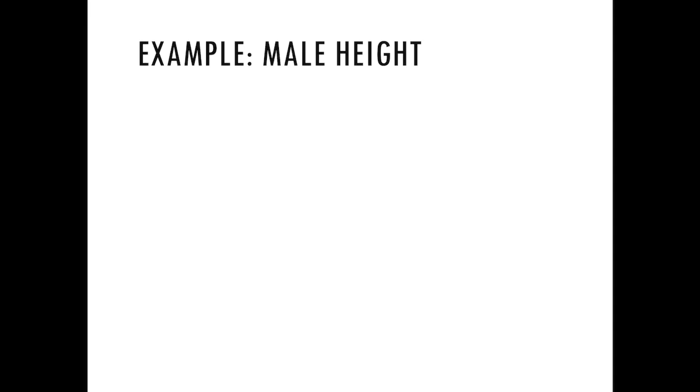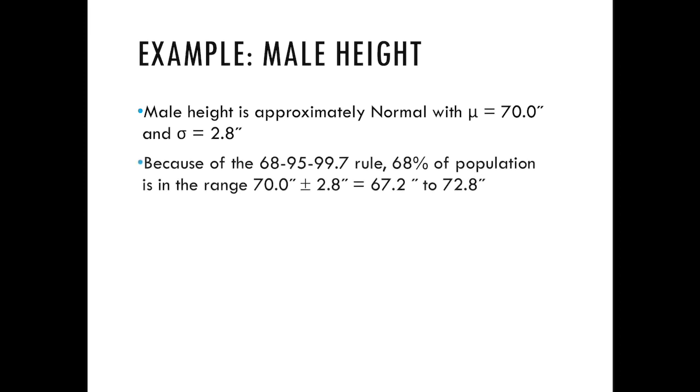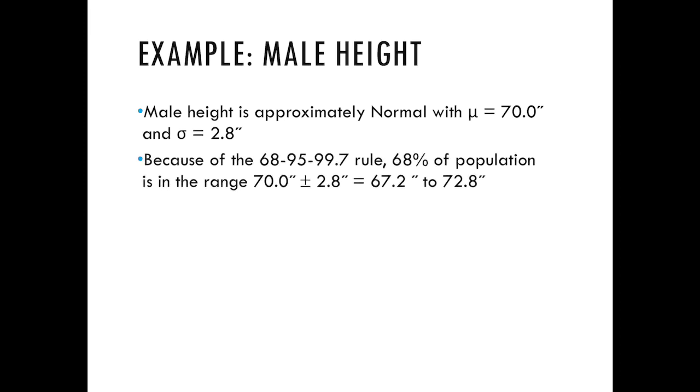So let's do an example. We have male height. Male height is approximately normal with a mean of 70 inches and a standard deviation of 2.8 inches. Because of the 68, 95, 99.7 rule, 68% of the population is in the range of 70 inches plus or minus 1 standard deviation unit, which is 2.8 inches. So we'd say that 68% of male heights fall approximately between 67.2 and 72.8 inches.